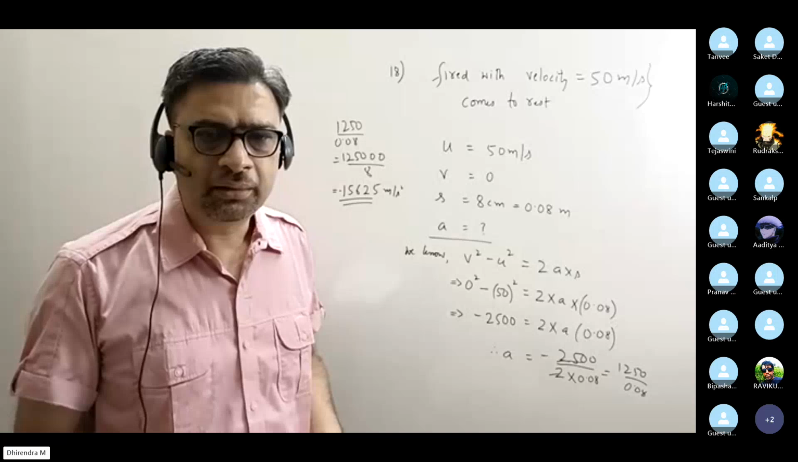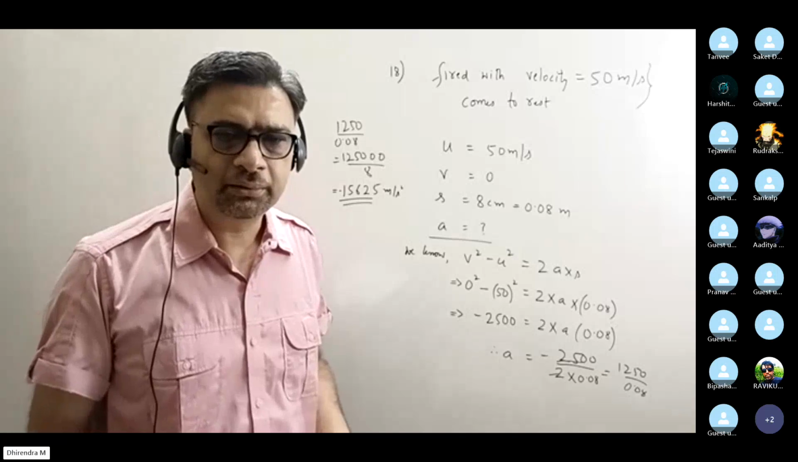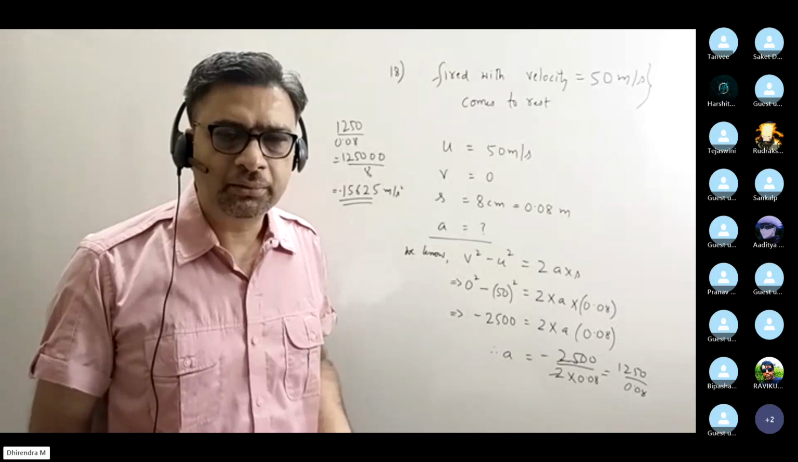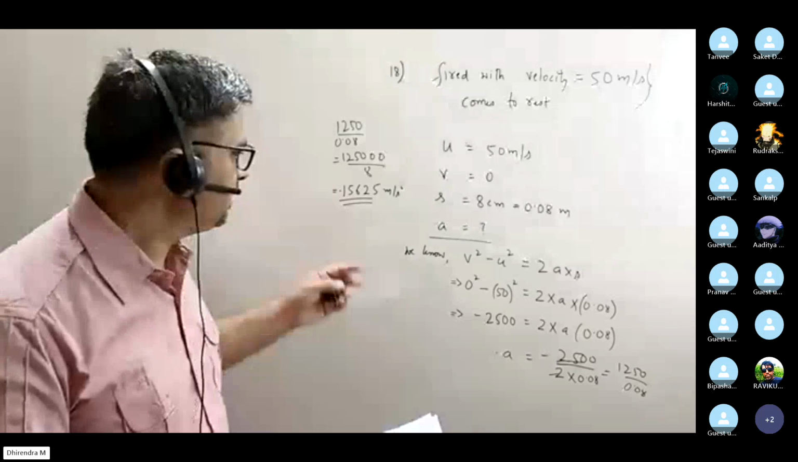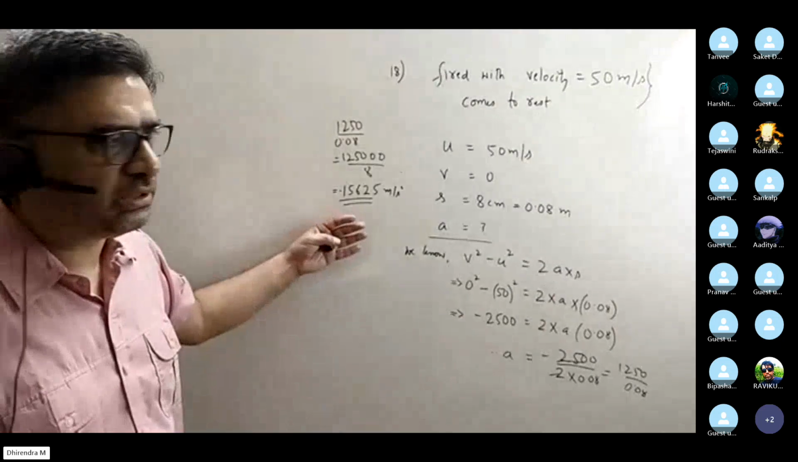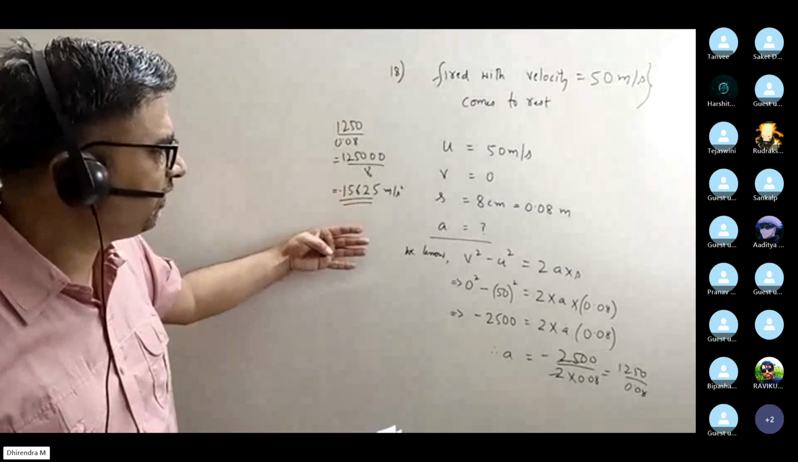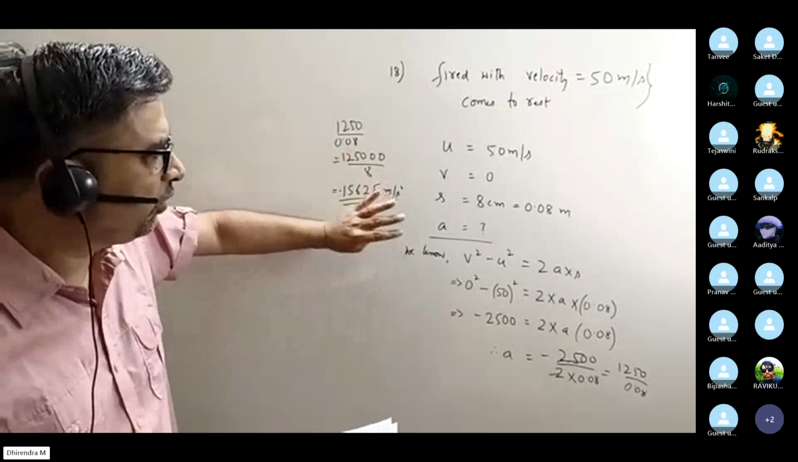If it's fired with 50 meters per second, it's getting stopped with an acceleration which is more than the initial velocity. This is negative velocity, terrific acceleration. You can check, negative, right? You can check and find out.